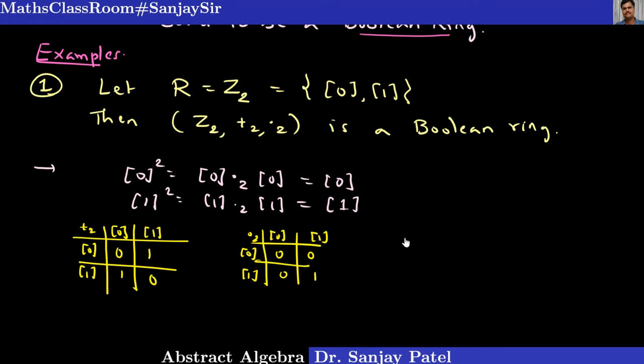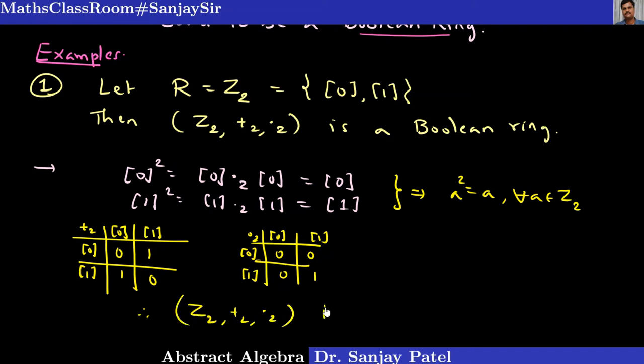What is the unity element? You know it is class 1. The zero element is the element 0, so everything is there. So it is a commutative ring with unity, and it also satisfies this condition that A square is equal to A for every A belongs to the ring Z2. Therefore Z2, plus 2, dot 2 is a Boolean ring. I will write in short, Boolean ring.